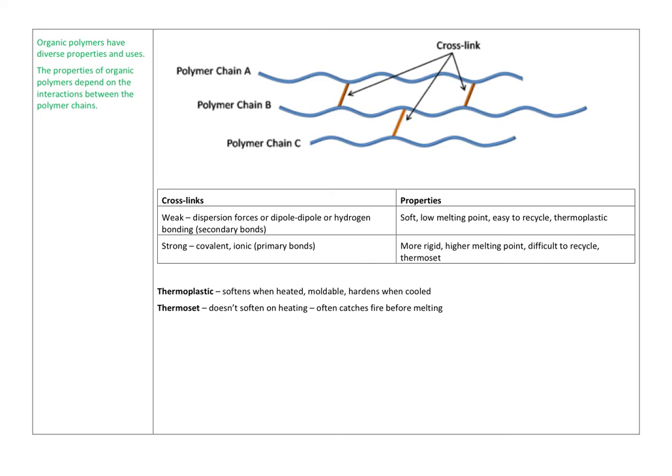But there is a lot more detail we could go into about those bonds, but we don't need to do that really. Just recognise, are they secondary bonds or primary bonds forming the cross-links between all the chains, and then that will determine whether it's a thermoplastic or a thermoset and what properties it has.